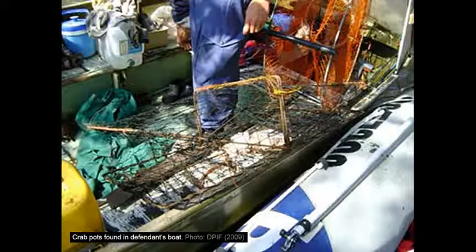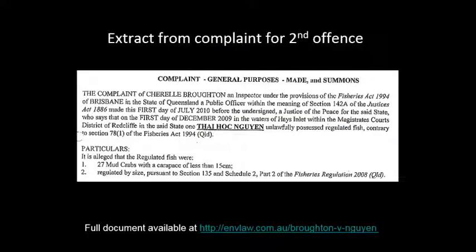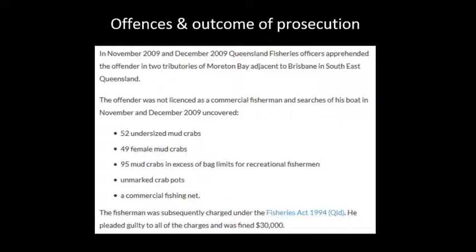So he was selling what he caught. He was a commercial fisherman, but he didn't have a license for it. And also he had a whole range of undersized crabs as well as female crabs. So this is a summary: he was prosecuted for not being licensed, and the particulars of the offence were he had 52 undersized mud crabs, 49 female mud crabs, 95 mud crabs in excess of bag limits for recreational fishermen, unmarked crab pots, and a commercial fishing net. So all of those things unlawful.